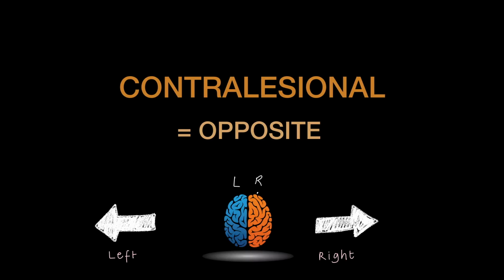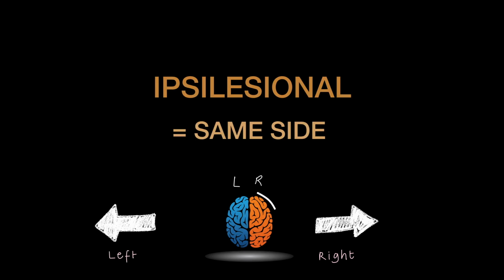Before we go ahead, we need to know two key definitions. Contralesional means on the opposite side. This means that if you have damage on the right hemisphere, your left side of your body will get affected. On the other hand, ipsilesional means the same side. So if you have damage on your right hemisphere, your right side of your body will get damaged.